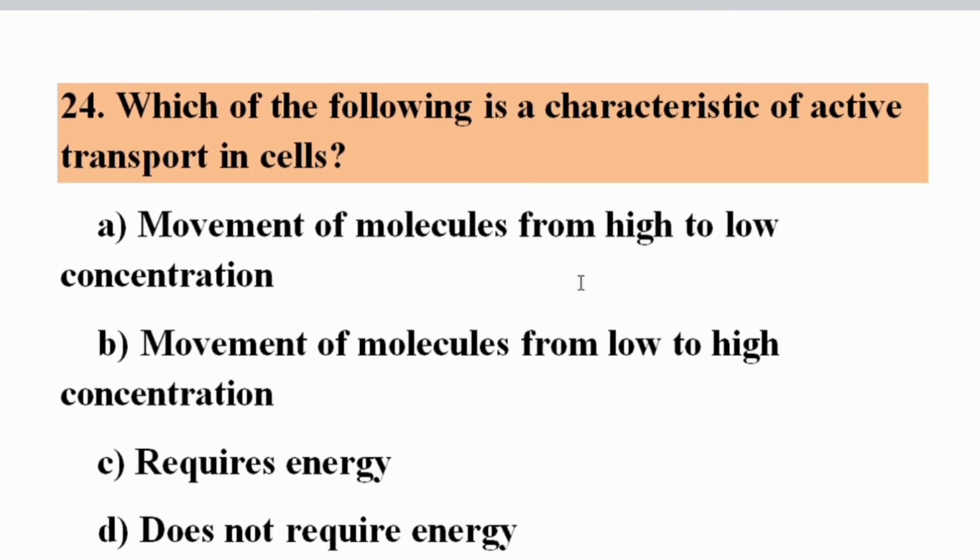Which of the following is a characteristic of active transport in cells? The right option is beta, movement of molecules from low to high concentration, and it requires energy.